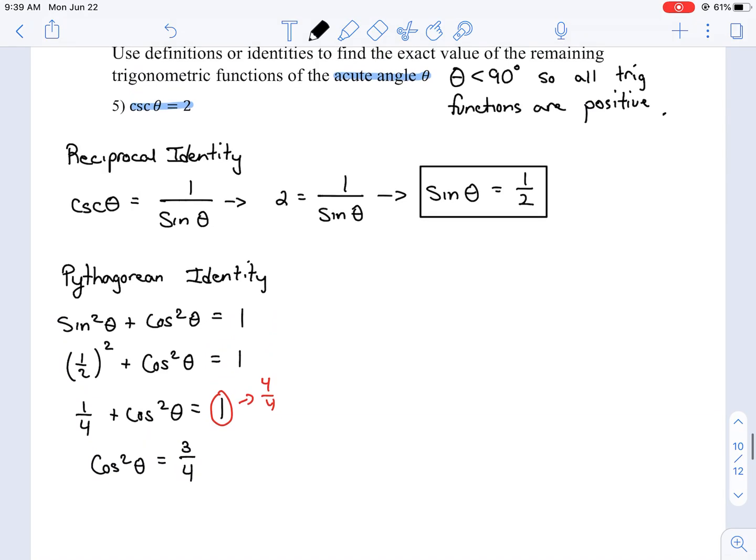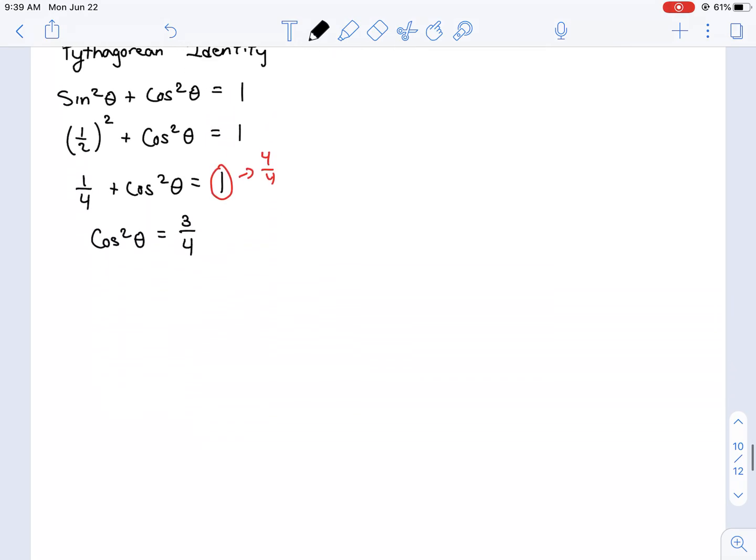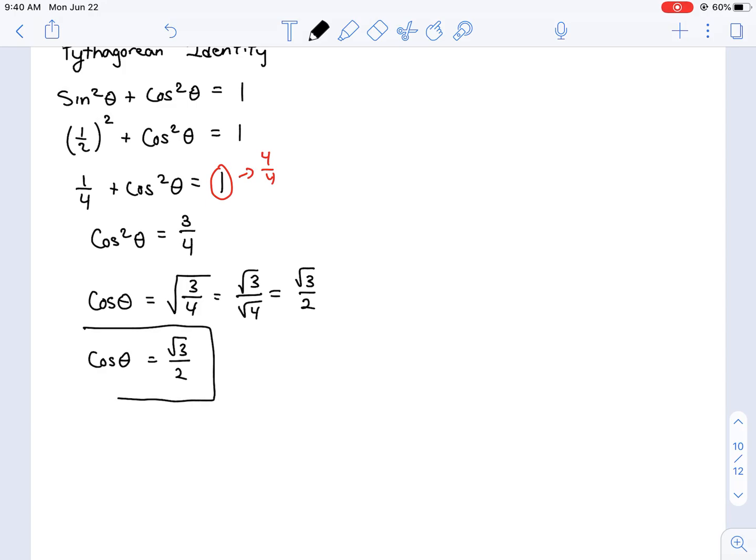Now, since theta is acute, when we take the square root of each side, we're not going to worry about the negative solution. We're only going to consider the positive solution. So technically there would be a plus minus here. However, since theta is acute, we don't need the minus sign. And this reduces to the square root of 3 divided by the square root of 4, which is the square root of 3 divided by 2. So cosine of theta is equal to the square root of 3 divided by 2.